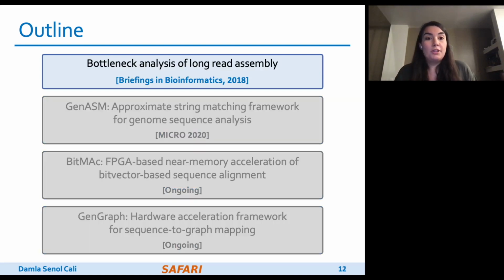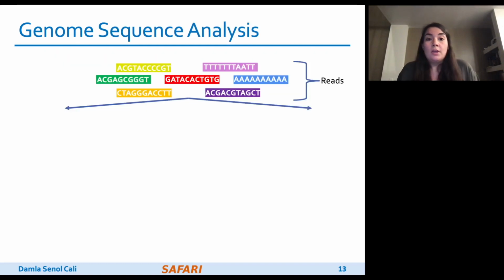Let's start with the first one, which is the bottleneck analysis of long-read assembly. We published this paper 3 years ago in the Briefings in Bioinformatics journal. When I say analysis, what do I mean? What I mean is how we will analyze these reads generated by the sequencing machines. They can be analyzed following 2 different approaches.